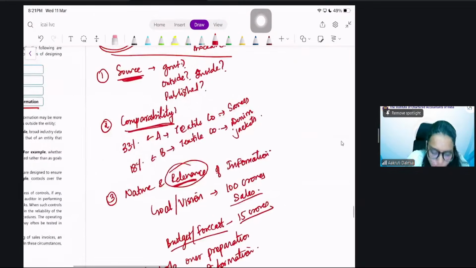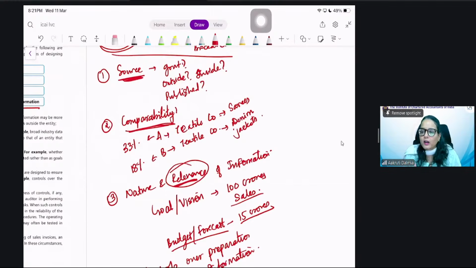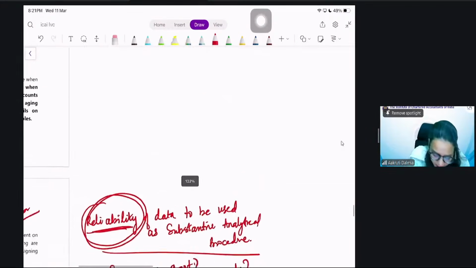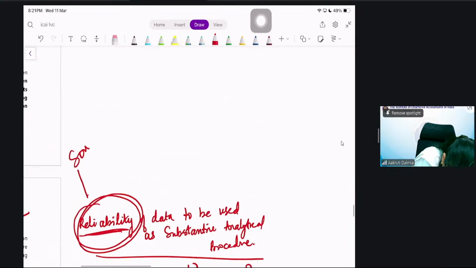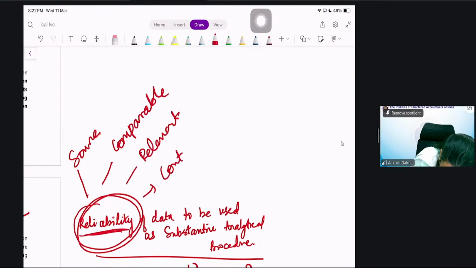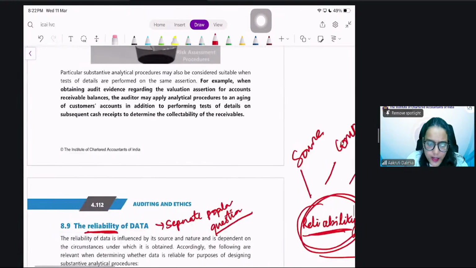So what affects the data? Reliability of data किन चीजों पे dependent है? उसका source क्या है? वो कितना comparable है? वो कितना relevant है? And उसके ऊपर कितने controls हैं? Everyone clear? What is the source of the data? How comparable it is? How relevant it is? And what controls are there on the preparation of the data? Completed? Reliability of data.